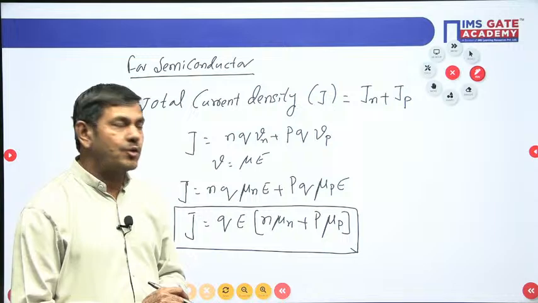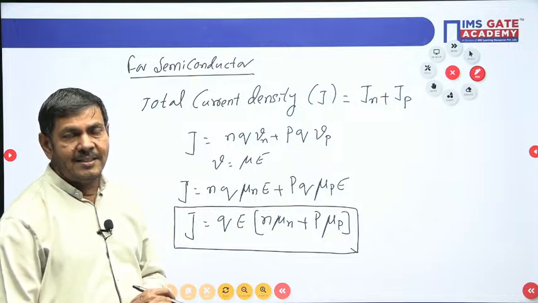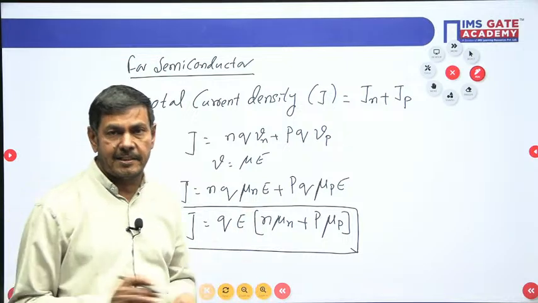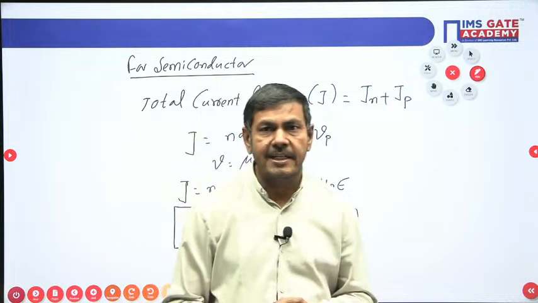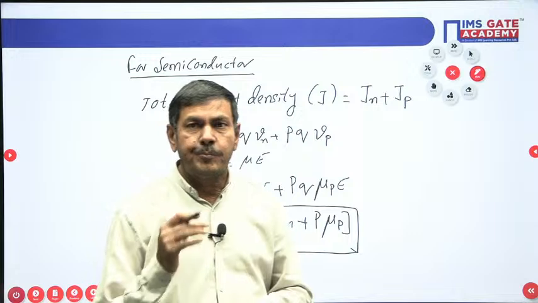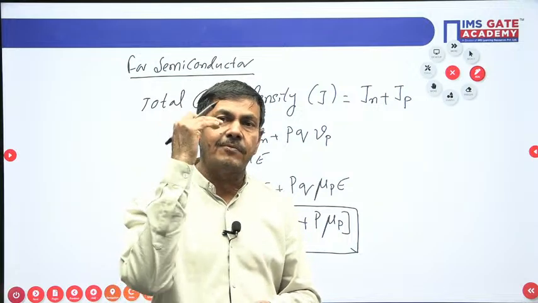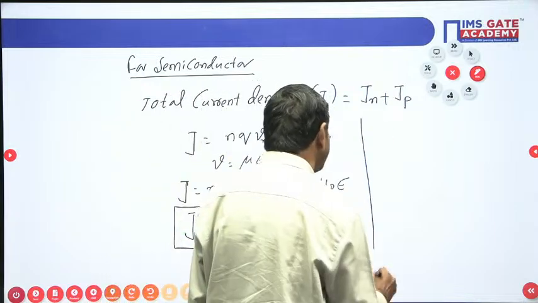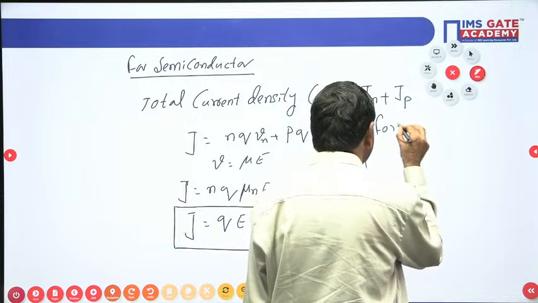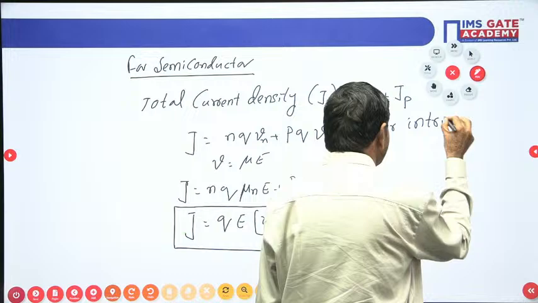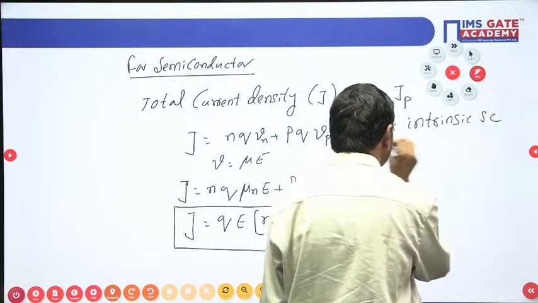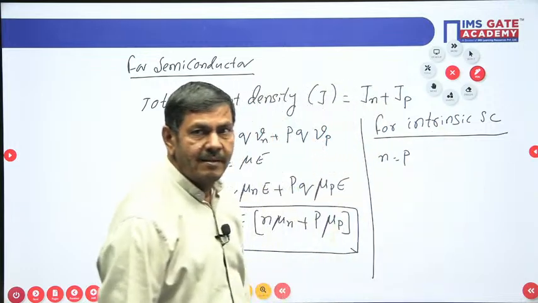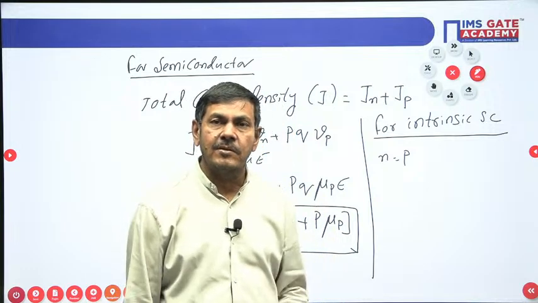In semiconductors, you know there are different types: intrinsic semiconductor and extrinsic semiconductor. Suppose it is an intrinsic semiconductor. Intrinsic means a pure type of semiconductor. In a pure semiconductor, the concentration of electrons and the concentration of holes are equal. How are they equal?